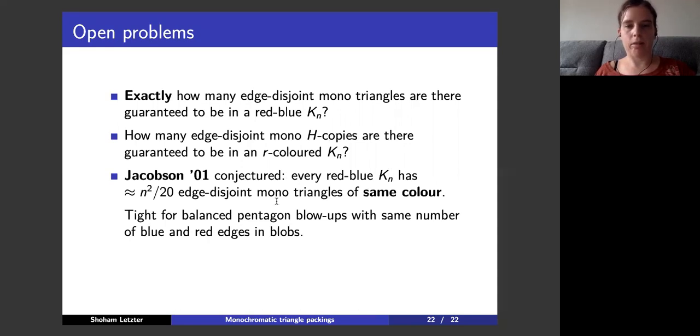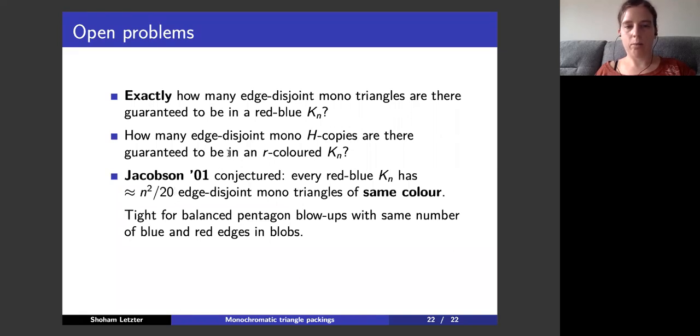So if you think about our result, we showed that in total there are n squared over 12, so at least n squared over 24 of them should have the same color. However, we also show that if we have close to n squared over 12, then one of the colors is close to bipartite, in which case there would be way more than this many edge-disjoint monochromatic triangles.